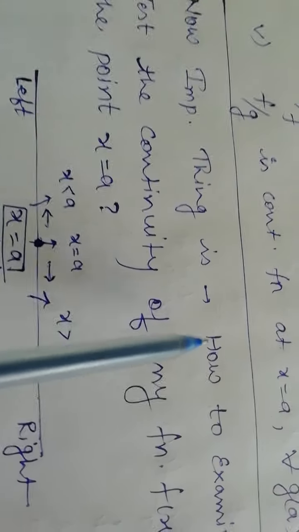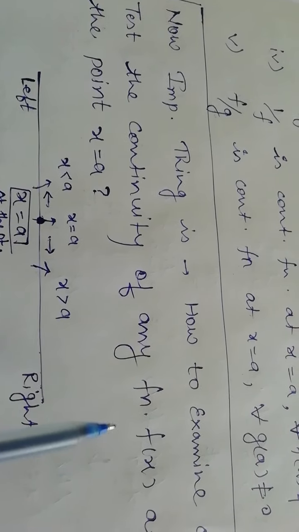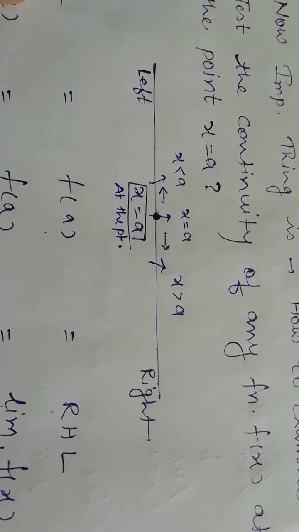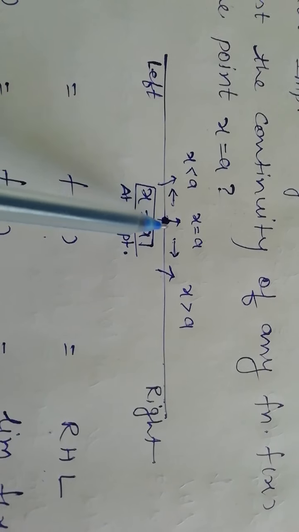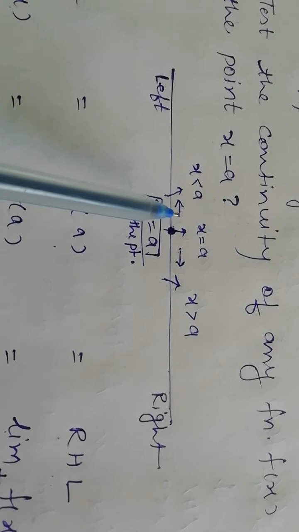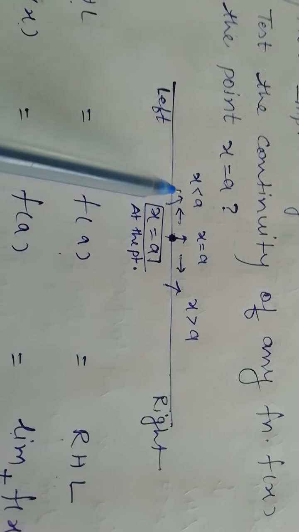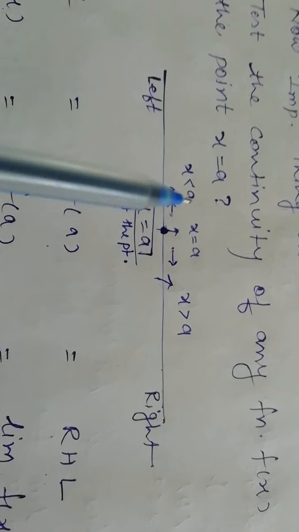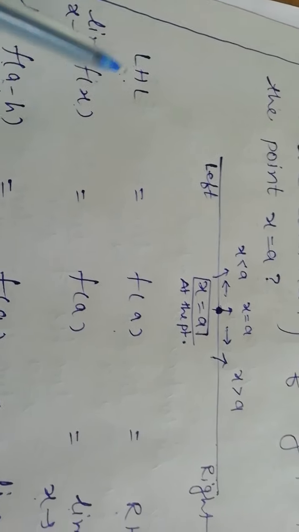Now the important thing is how to examine or test the continuity of any function f of x at the point x equals to a. So dear students, I am going to discuss here first the number line. Let us consider x is equals to a is lying here. So when I take x less than a, it means I am going to the left hand side, and when I take x greater than a, it means I am going to the right hand side. So here we have to calculate the left hand limit.